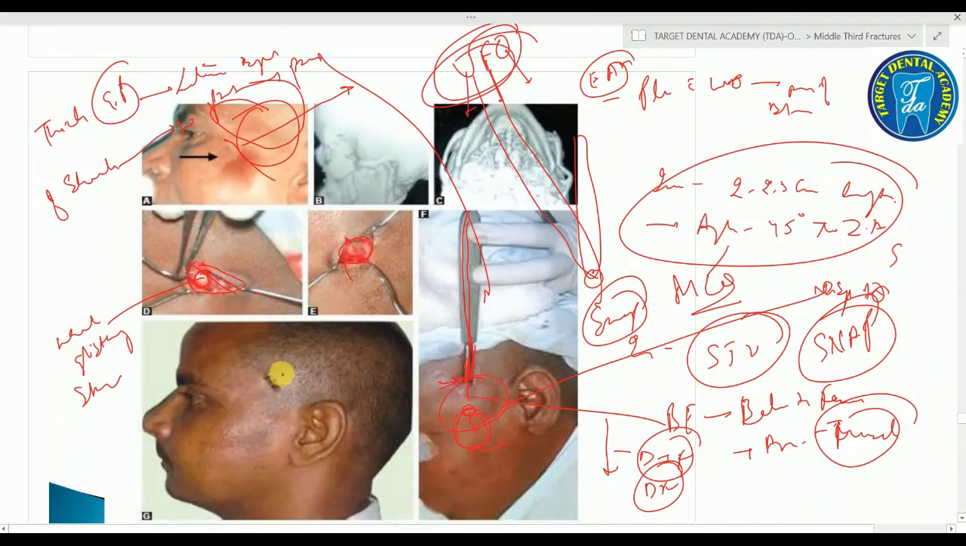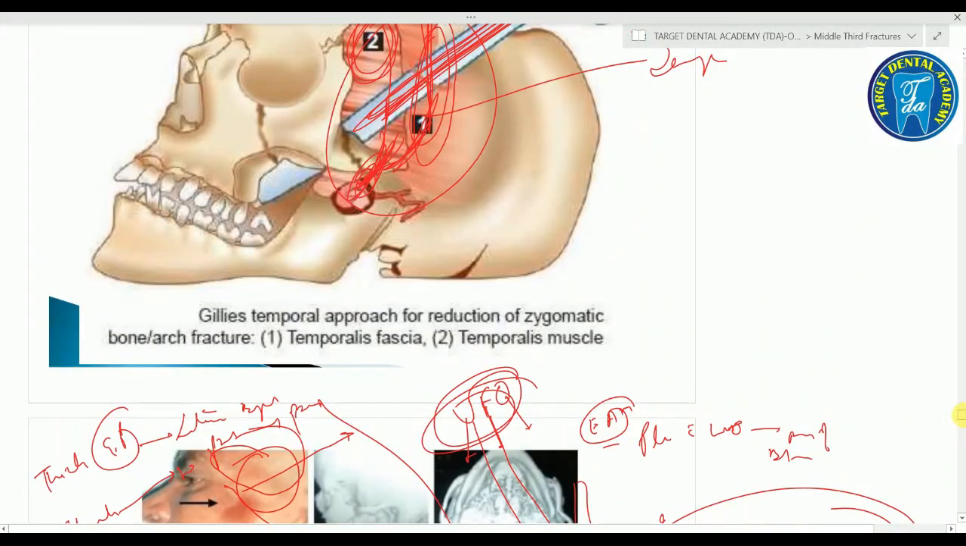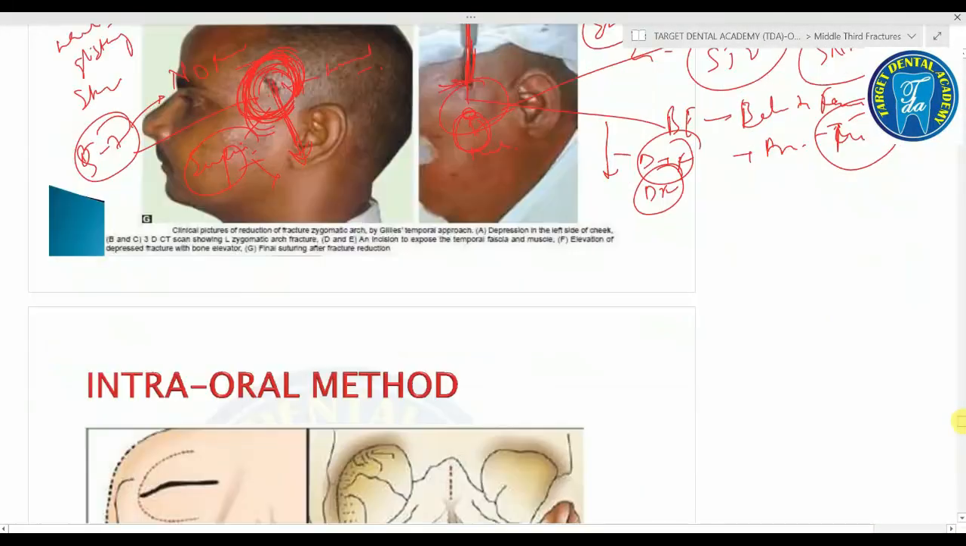So after this, the wound is closed in layers and you withdraw the elevator. Care is taken that for 5 to 7 days no pressure is exerted on this area. You need to instruct the patient not to sleep on the operated side. So this is all about the Gillies temporal approach. This is the extraoral approach. Mind it.